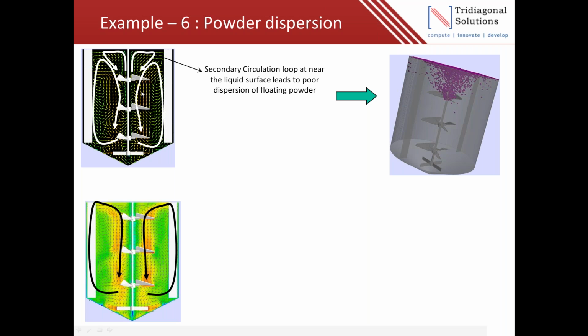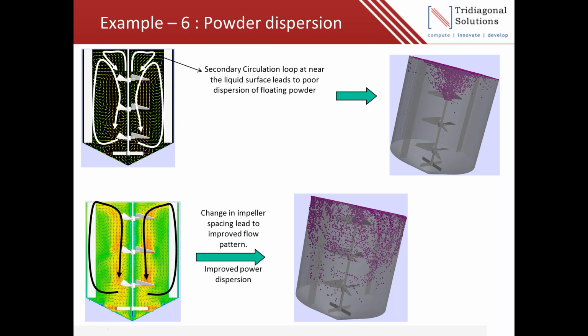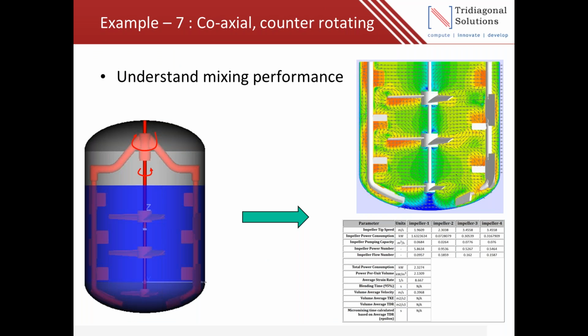So we understood the reason, then we tried to understand whether we can improve this by changing the impeller speed, so we looked at the detailed performance using CFD. We see that there is an improvement in the flow pattern. Can this give us improvement in the powder distribution? Changing impeller spacing led to a better powder distribution for a floating powder. So this is how we can use these models to get more insight and design our vessels or impeller systems properly to get the desired mixing performance.